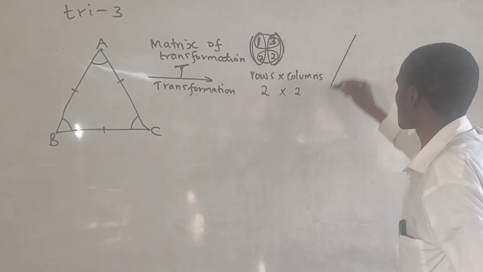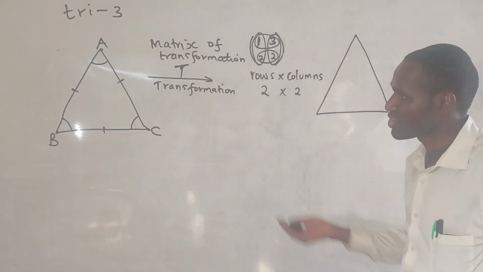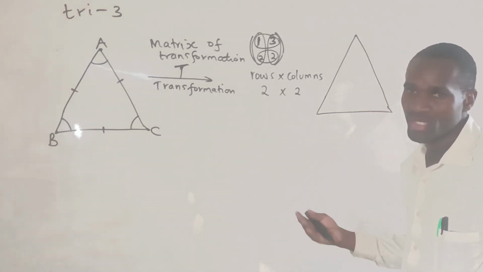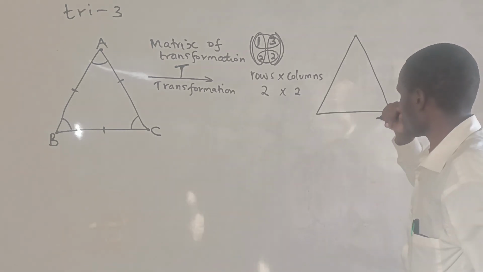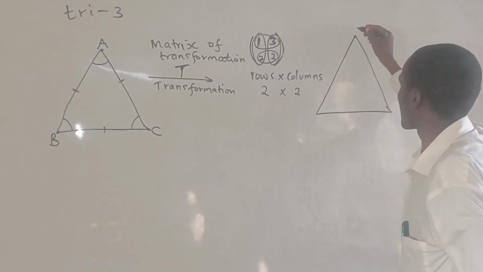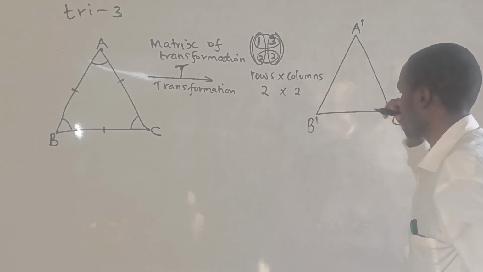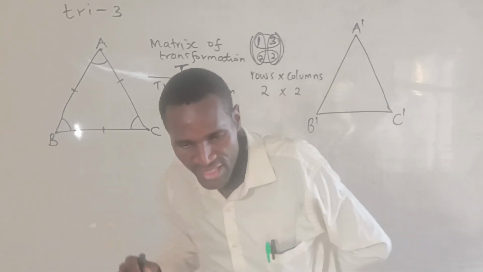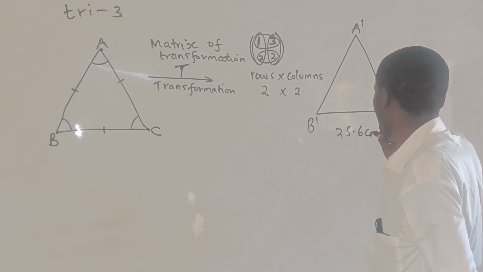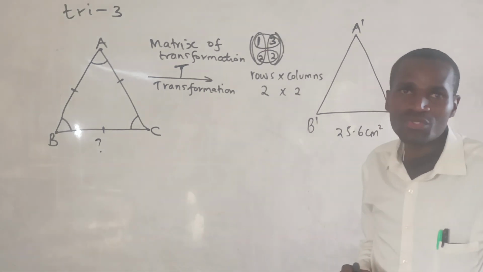It gives us this triangle. I just make a sketch because it can be a rotation, a reflection, or an enlargement, depending on whether the transformation is congruent or non-congruent. And it ends up giving us A prime, B prime, and C prime. They have told us that the area of the image is 25.6, and they're asking us to get the area of the object. What are you supposed to do?